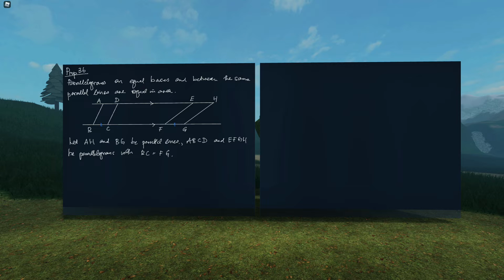Okay, and so the claim is that the areas of ABCD and EFGH are equal. And the way we're going to do it, we're going to construct a parallelogram that intersects these two. The proof is that we're going to construct a parallelogram by joining B and E.